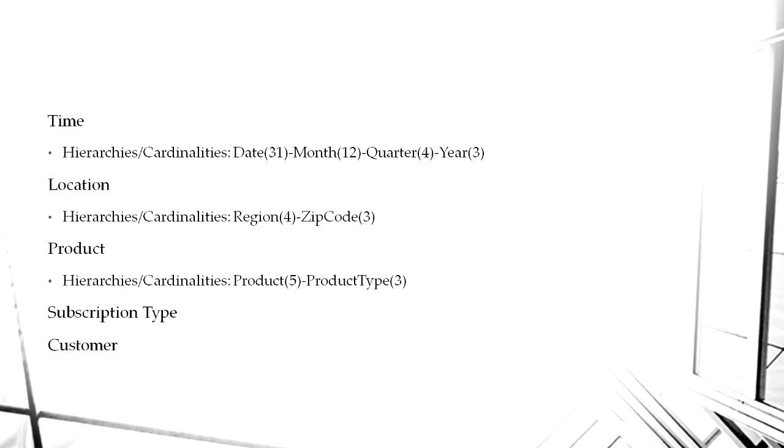The last dimension that we're using is customer satisfaction, which stores rating ID and rating name. Rating ID is an integer, is also a primary key. Rating name is stored as a varchar of up to 50 characters.